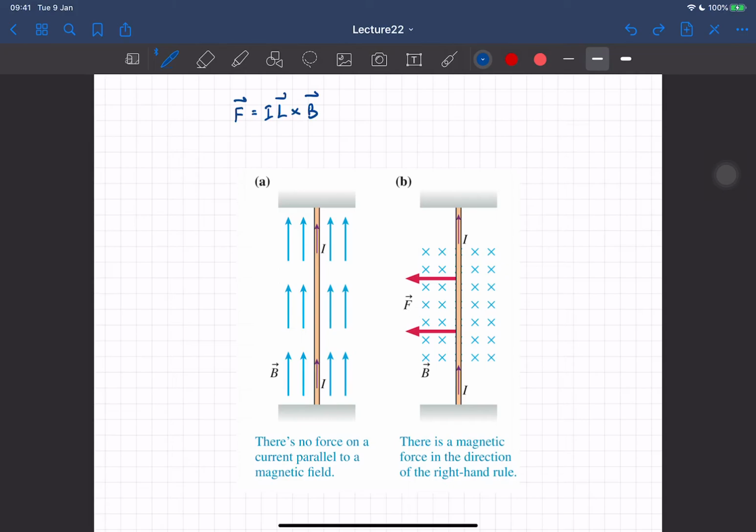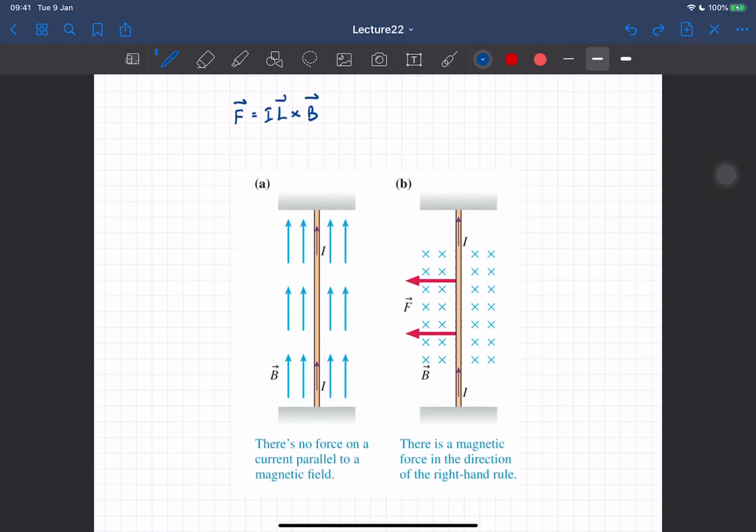So this is emphasizing the same point that we had earlier, that in order for the charge to experience any magnetic force, the cross product must be non-zero. So you cannot have velocity and magnetic field going in the same direction. In that case, the magnetic force will be 0, so the charge will just keep on going without any acceleration. So that's something to keep in mind.